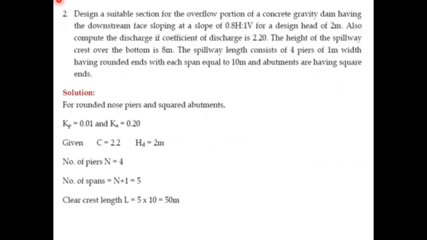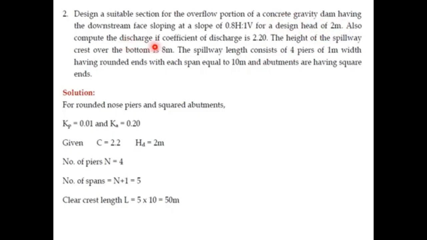We'll take up the next problem. Again, similar to the first problem, we have to design a suitable section for the overflow portion of the concrete gravity dam, having a downstream face sloping at 0.8 horizontal to 1 vertical for a design head of 2 meters. In the previous problem, the design head was not given. In this problem, a design head is given.